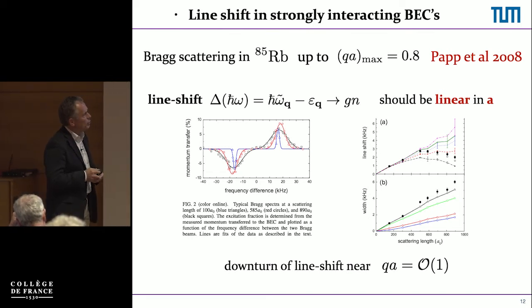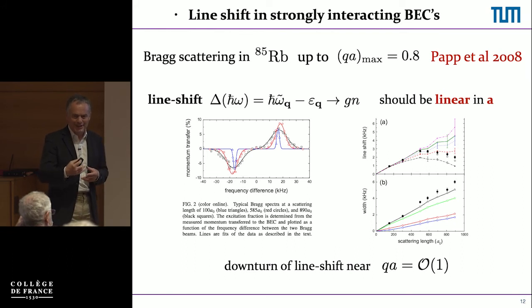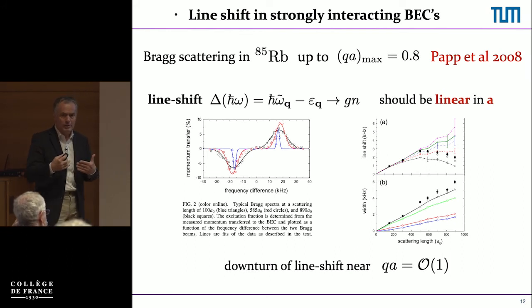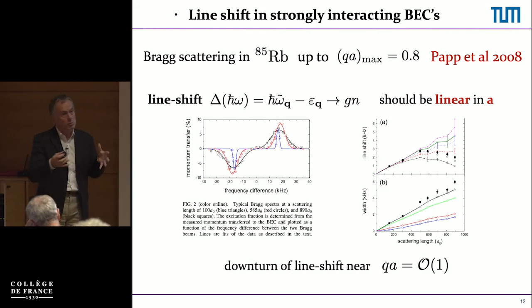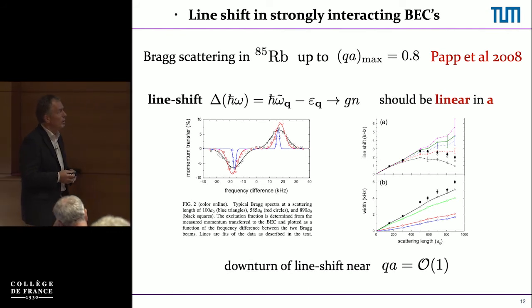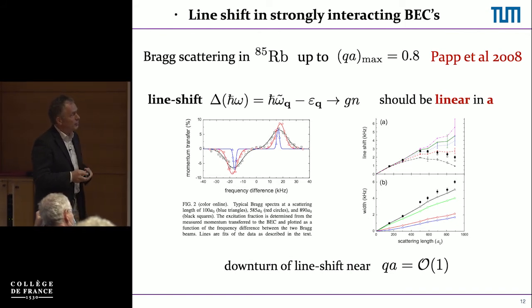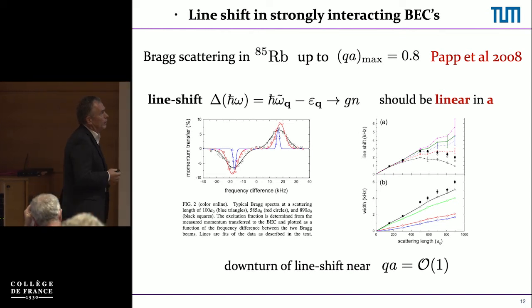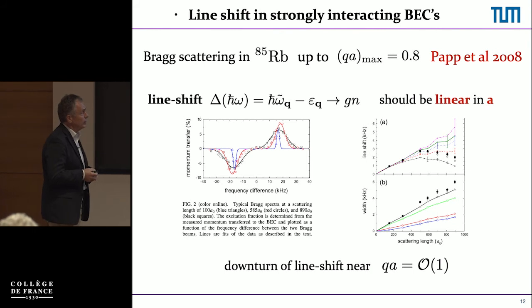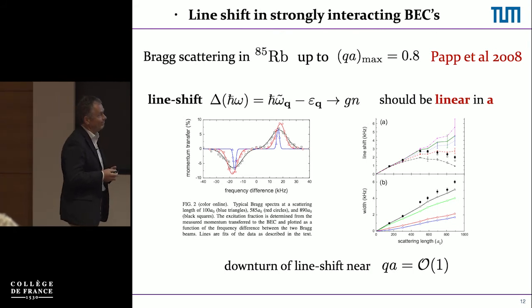But then they went to about 900 A Bohr. This is as far as they could get. And then, quite surprisingly, this got back again. I mean, it became wider, but the blue shift became smaller again. Why? So here you see the line shift as a function of the scattering length at fixed Q. It starts linear, but then has a tendency to go down, where the width just increases linearly. And so there's a downturn of the line shift near QA of order 1.